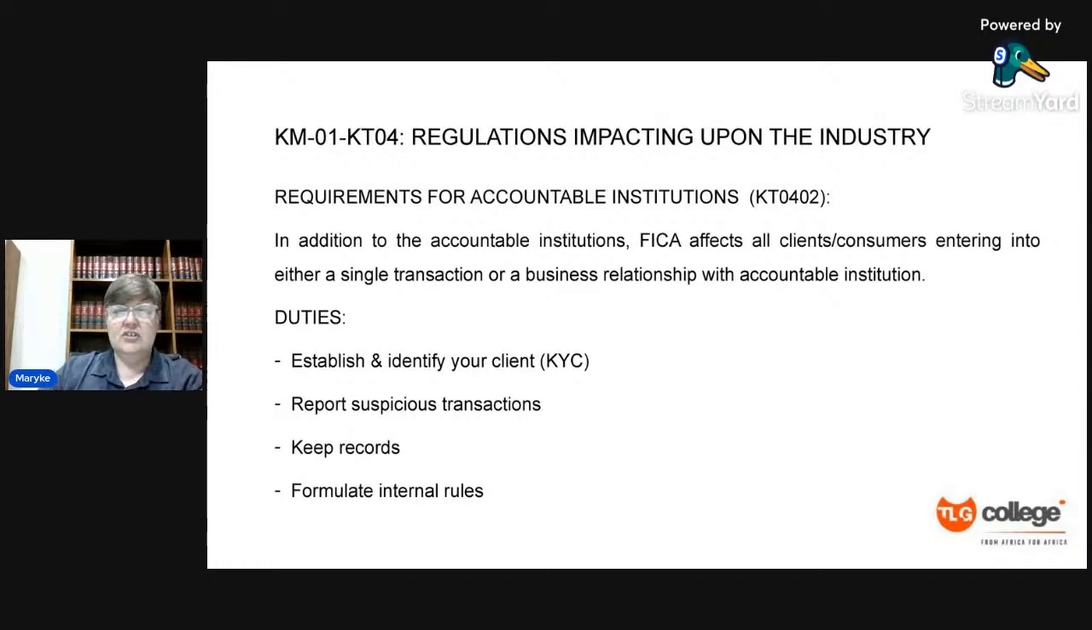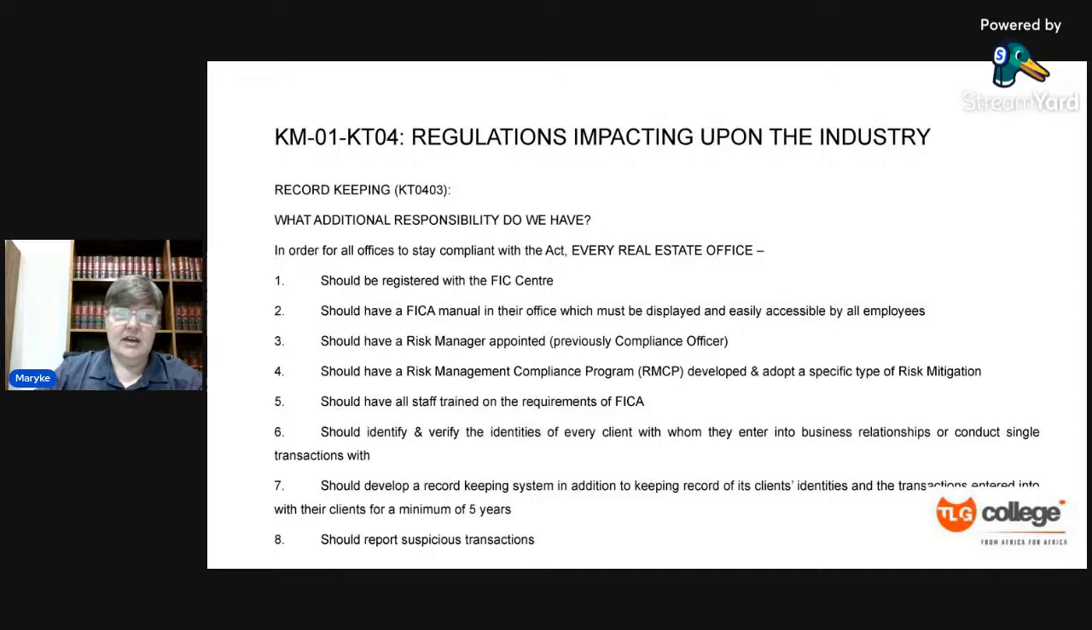Right, and then we have the duty to formulate internal rules. So each and every single office that property practitioners work under should have internal rules on how they identify their clients, how they keep their records, how they report suspicious transactions, etc. And this forms part of that RMCP program where we identify our risk. We try to mitigate it as far as possible, and we use our internal rules, policies, and procedures to tie in with the FICA law.